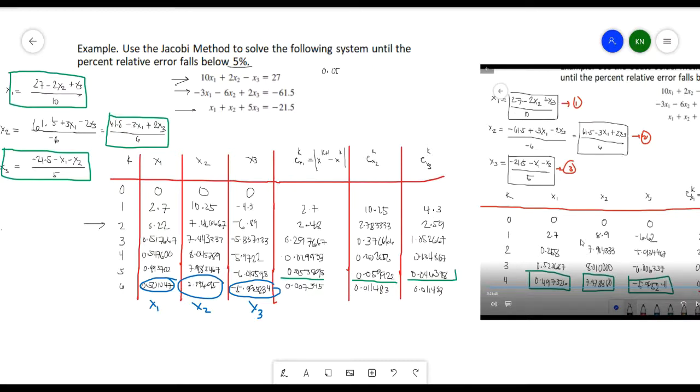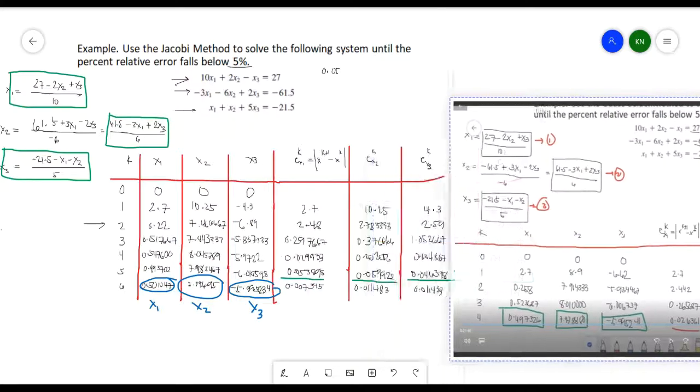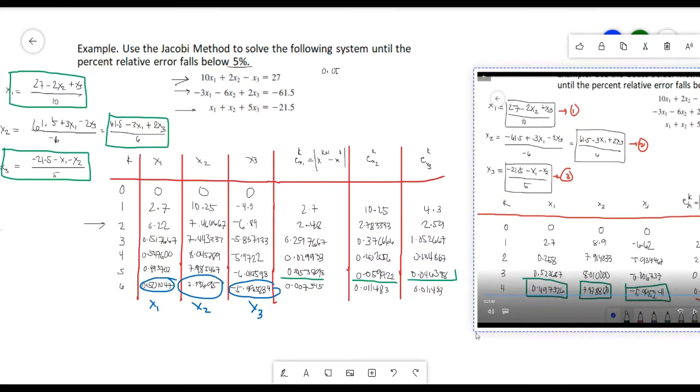But in the Gauss-Seidel method, we only had 4 iterations and then we already got the answer. But in the Jacobi method, we have 6 iterations before we get the answer. But that does not mean that the Jacobi method will take longer iterations than the Gauss-Seidel method. It may vary depending on the values or depending on the given. So this is just another way of solving for the linear system. So we have this one and we also have the Gauss-Seidel method, which was already solved in the previous video that I posted.